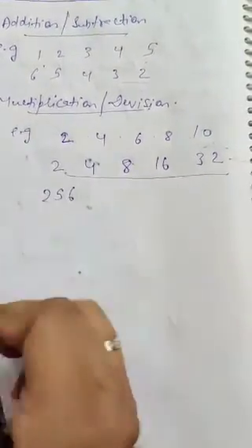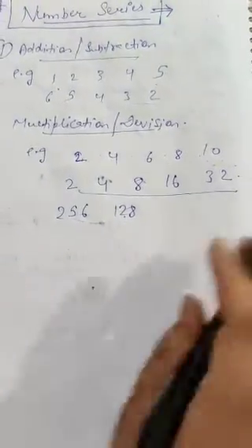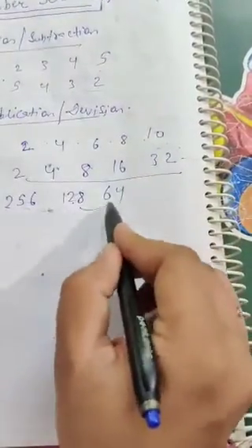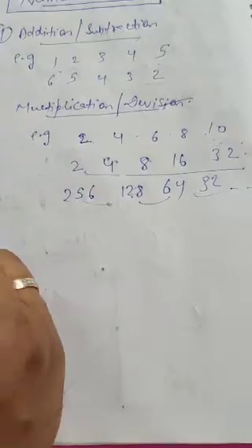And if we see the division, for example, 256 is here, then we write 128, means we have done division by 2. Then 64, again divided by 2. Again 32, again divided by 2, and so on. So these are some examples on the basis of multiplication and division.